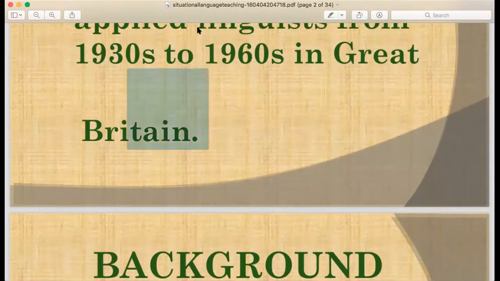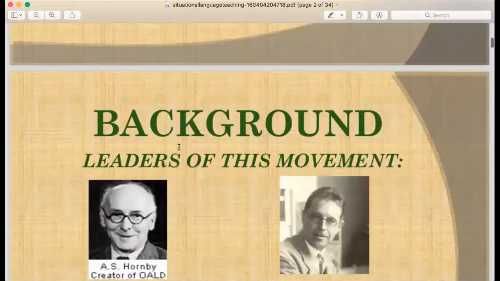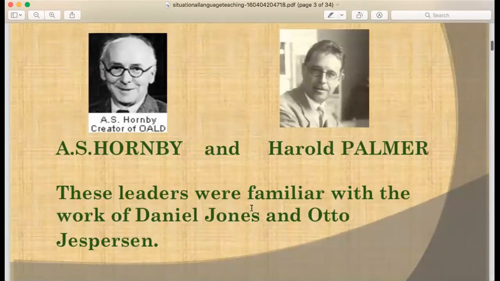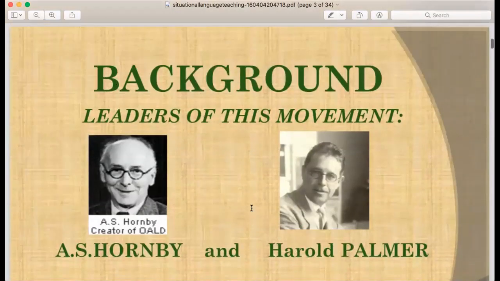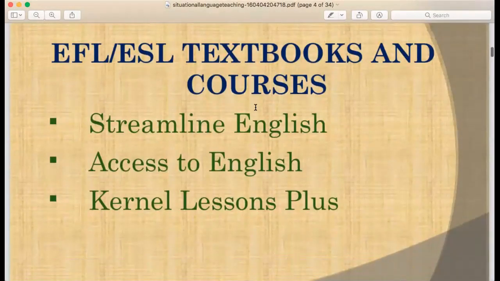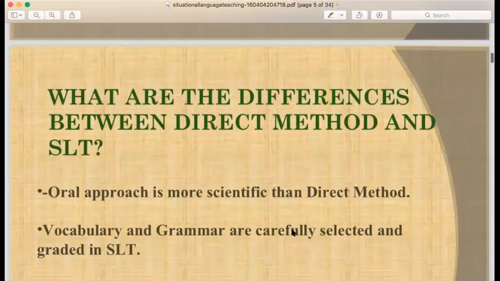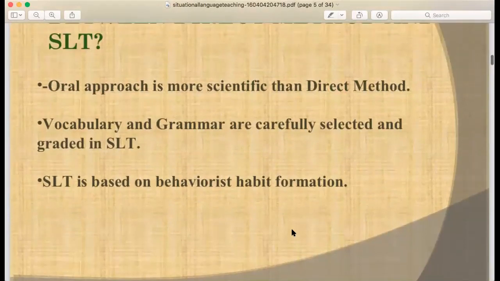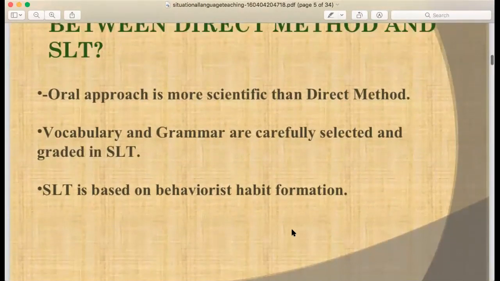Now, talking about its background, right? We already know these two British linguists. They are the pioneers and the leaders of this movement. Then we talked about the ESL or EFL textbooks also. We know about one of them. I don't know if you know about the other two. I have not seen them, I've seen this one. Other than that, we know the difference from the direct method. We don't need to differentiate because these are different methods.